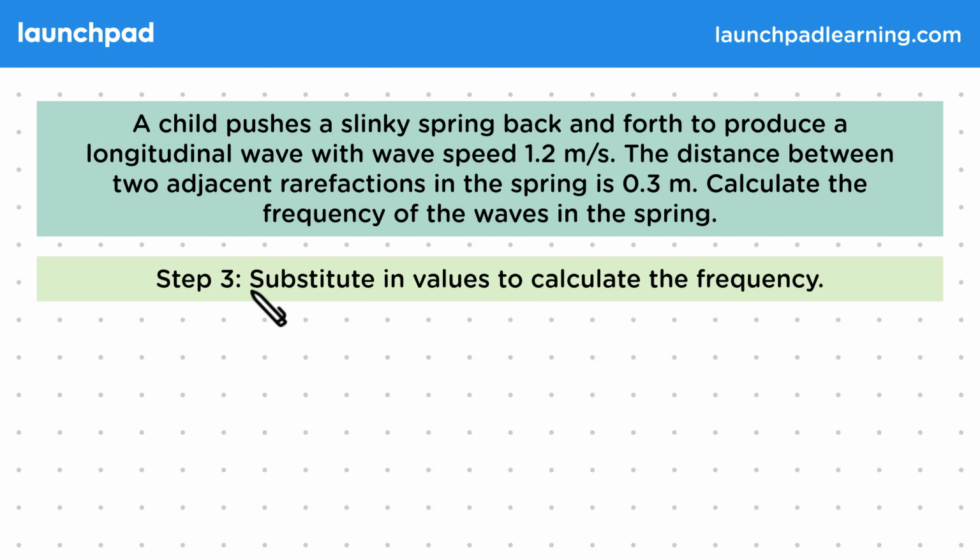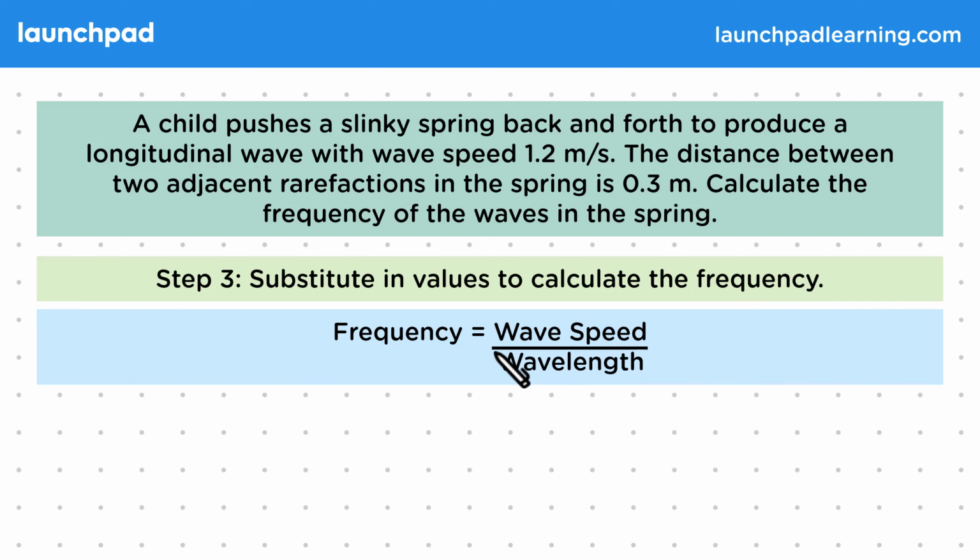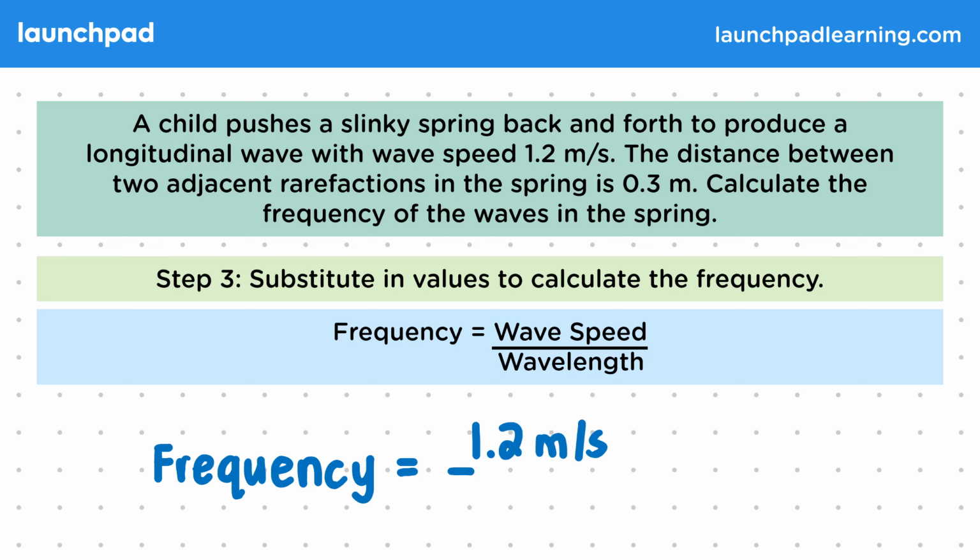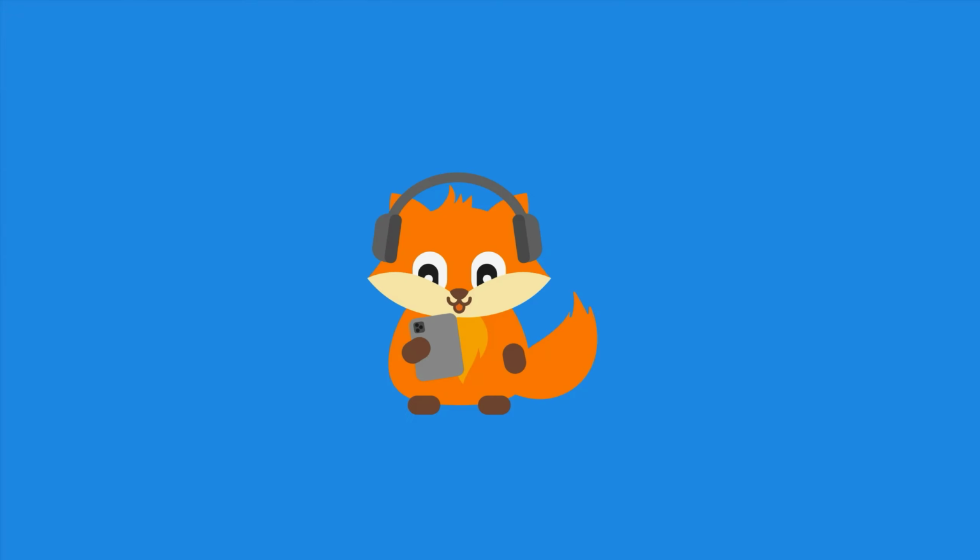Then in step 3, substitute in the values to calculate the frequency. If we flip our equation from the previous slide, we get that frequency equals wave speed divided by wavelength. The wave speed was 1.2 meters per second, and the wavelength was 0.3 meters. So substituting this in gives that frequency is equal to 1.2 divided by 0.3, which gives a final answer of 4 Hertz.